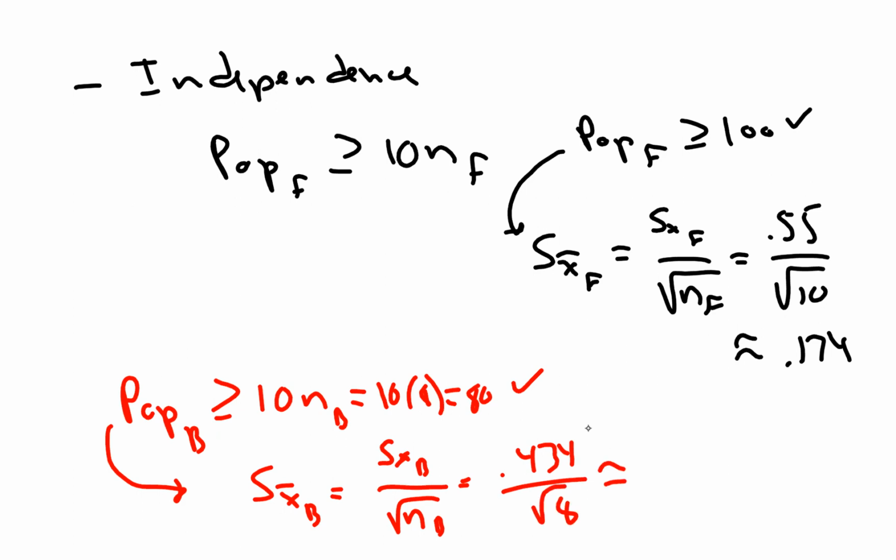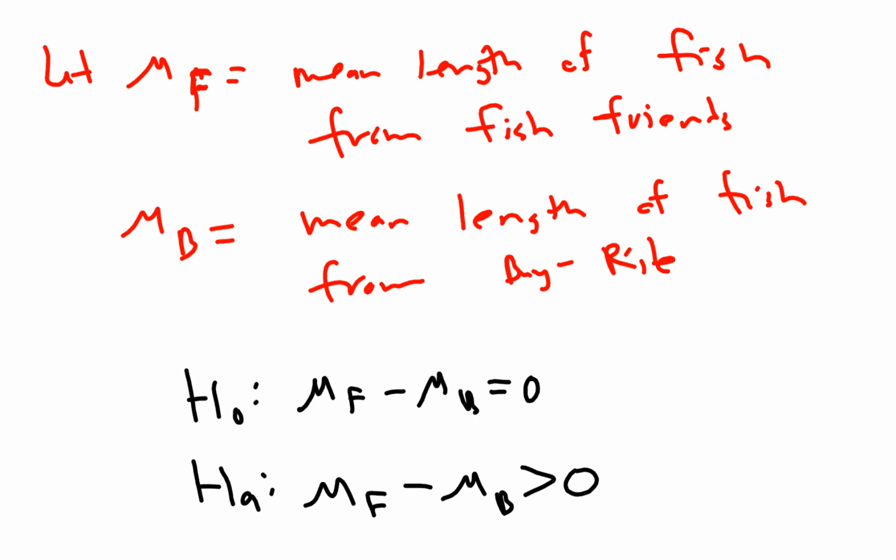And if you take the time to divide that, 0.434 divided by the square root of 8, we get around 0.153. Interestingly, in this problem, we're not actually interested in these two separate standard deviations. What we're really interested in is the standard deviation of the difference. And you know that from your hypotheses. The variable of interest is this, mu F minus mu B.